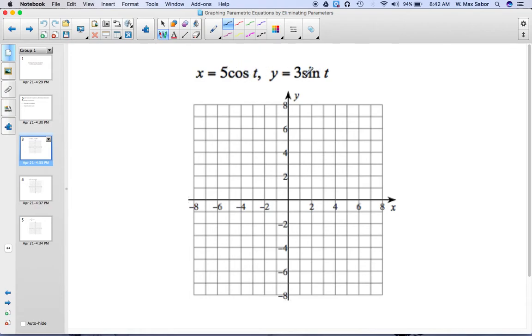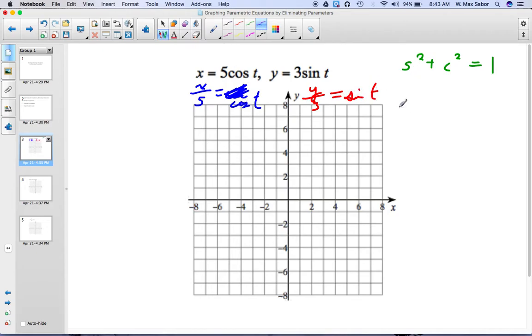t, and the way that we're going to eliminate t is by setting up an identity. Specifically, I see sine and cosine squared, so sine squared plus cosine squared equals 1. Let's divide both sides of this by 5. X over 5 equals cosine of t. And here, y over 3 equals sine of t.